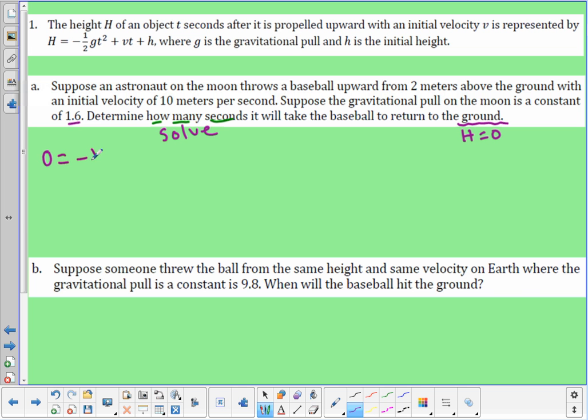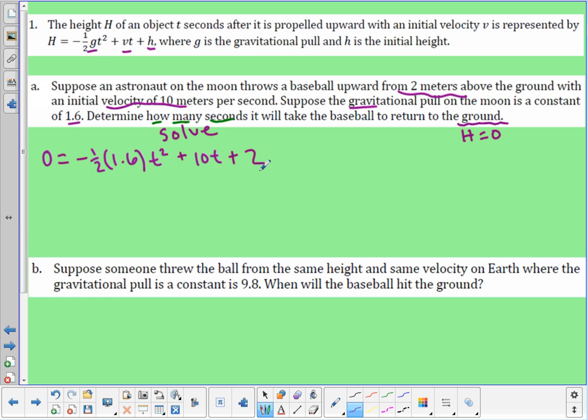We have that negative 1/2. I need to fill in the gravitational pull, which is g. This g is going to be 1.6. Then I have the t squared. Then I need to fill in the velocity of 10, so 10t. And I need to fill in the initial height. So the initial height from 2 meters above the ground, that's my initial height.